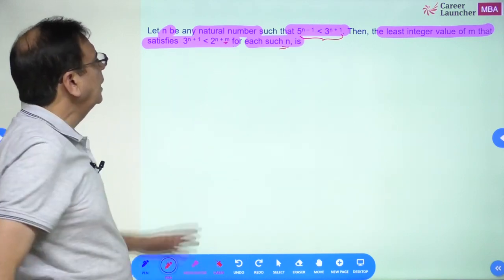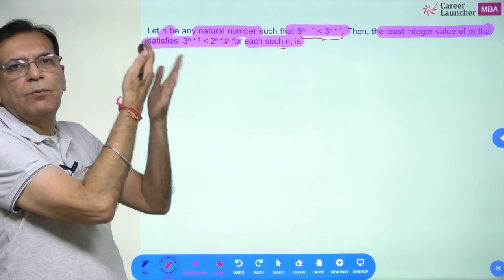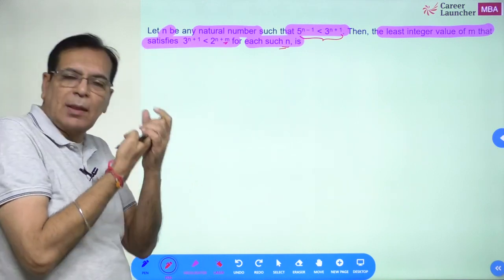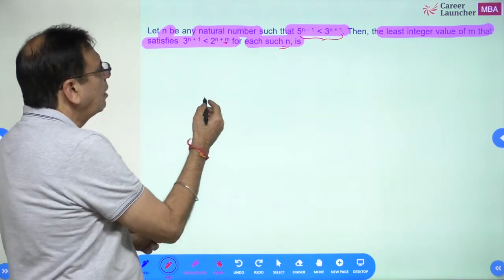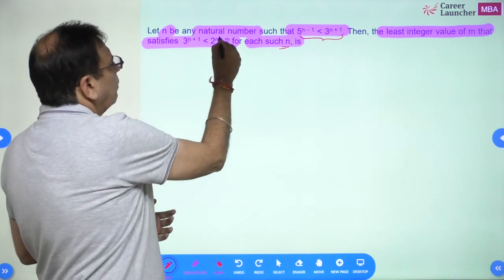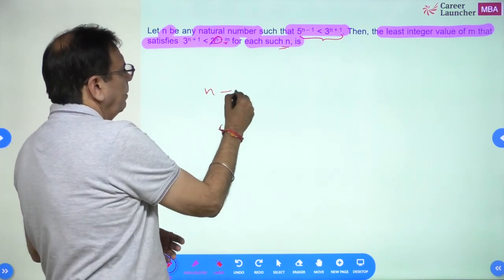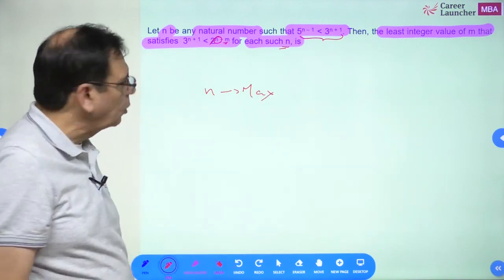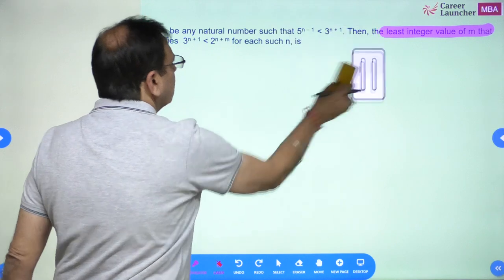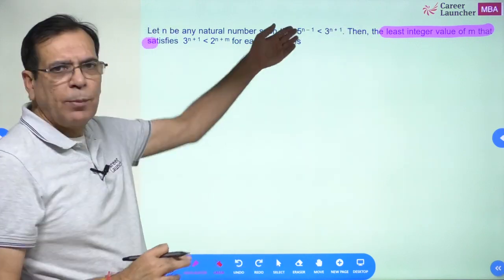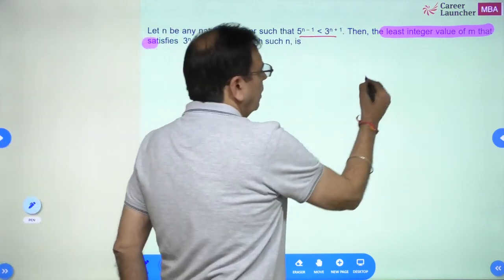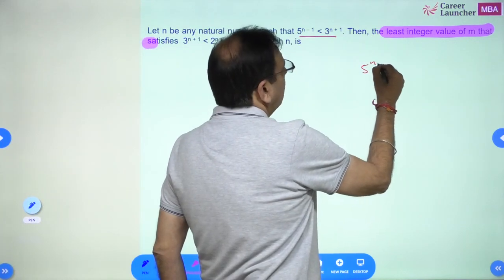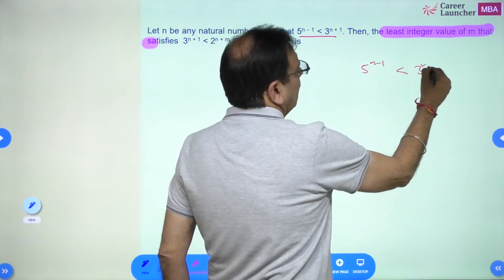ये यानी मेरे को n को highest करना होगा. So whichever value satisfies the highest value of n, maximum n के लिए जो satisfy करेगा, it will satisfy for the lower n also. Okay. So let's check what is the maximum possible value of n for this. So we have 5 to power n minus 1 less than 3 to power n plus 1.